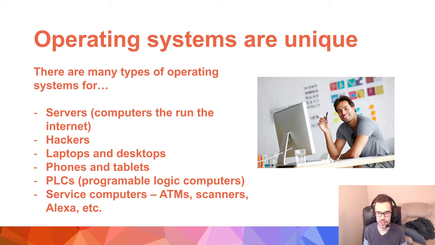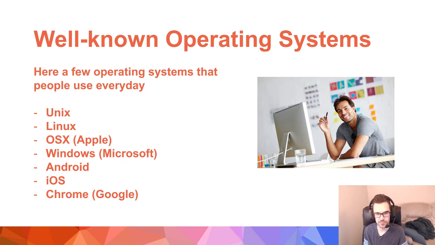Anyway, so yeah, there's all different types of operating systems out there on the planet. They're very unique, and each one has their own specific task. The well-known operating systems that people are familiar with tend to be these ones that I've listed on the slide. The first is Unix. Now, not many people use Unix anymore. It's kind of legacy, but a lot of operating systems are built on Unix, and that's what makes them so unbelievable.